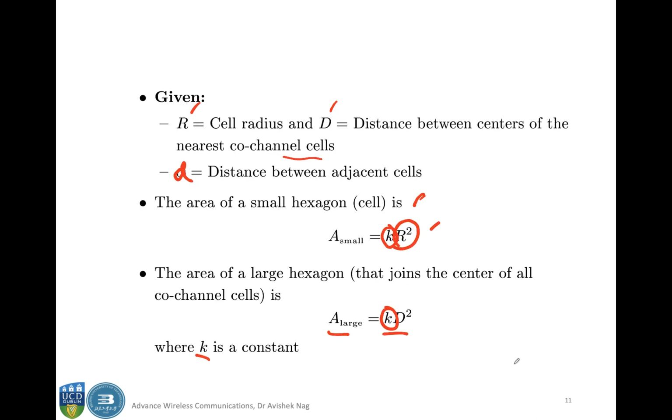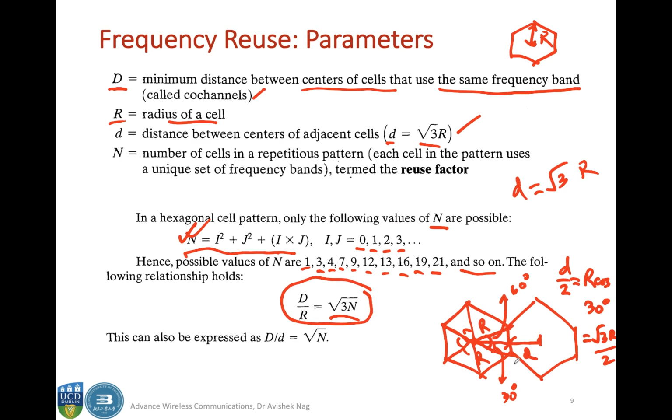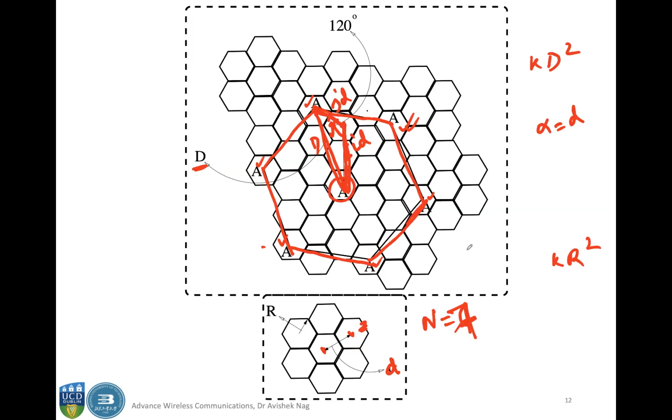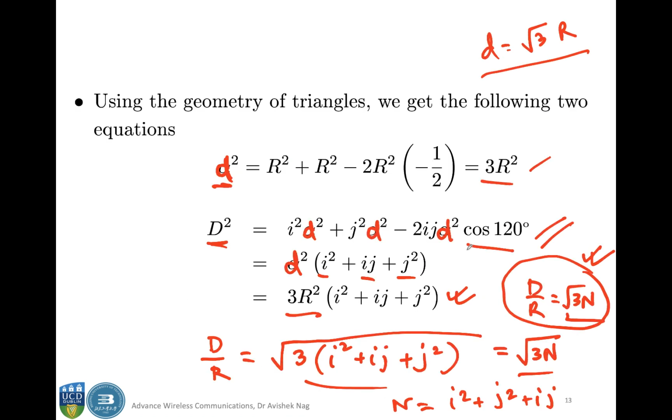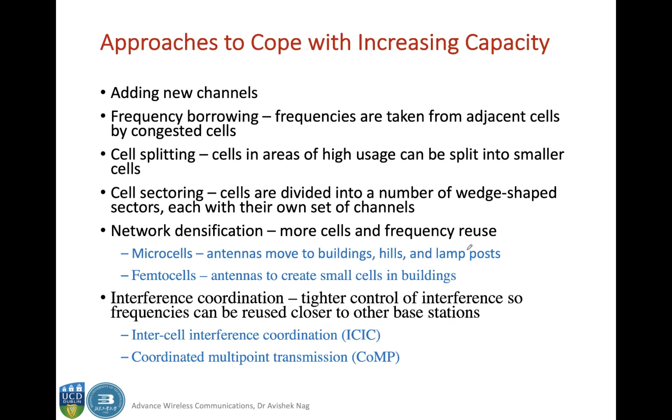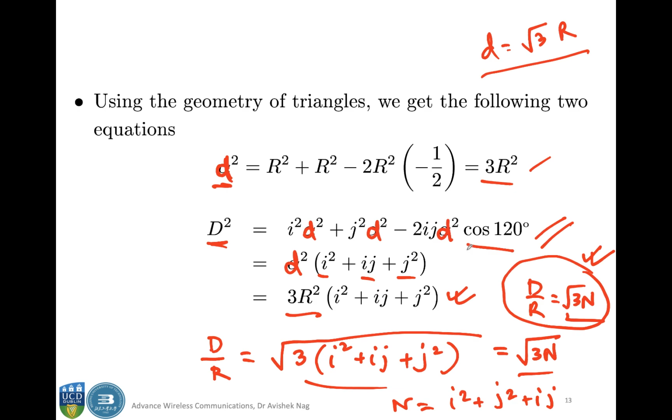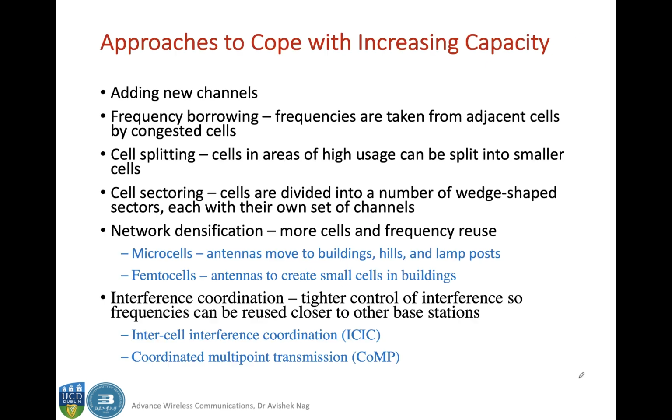Okay, so this establishes the fact that n can only take these values. The reuse factor n can take values I square plus j square plus ij, where I and j are integers. So moving on, we will solve some examples where we will be using this relation. But right now I want to just move on.